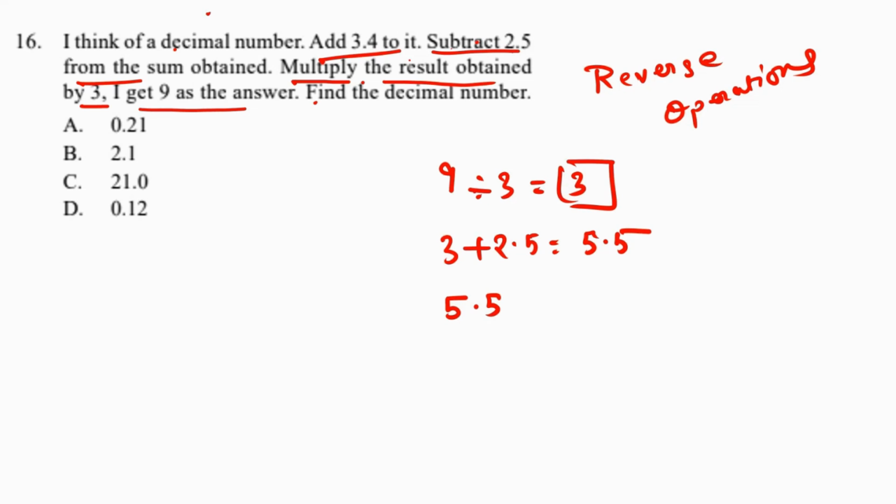After that, 3.4 was added over here. So we subtract 3.4, and when we do so, we get 2.1. That was the number at the start of the question. So that's the required answer.